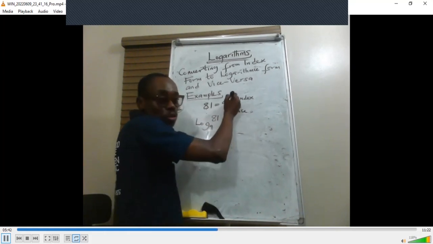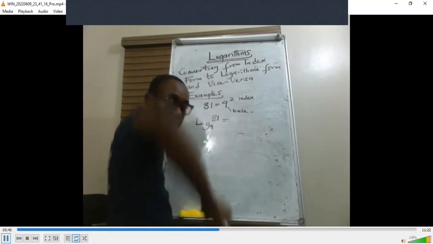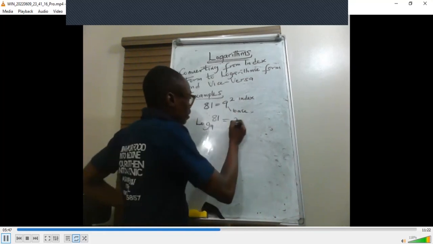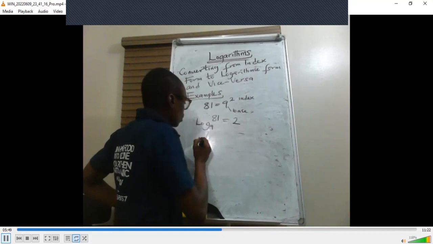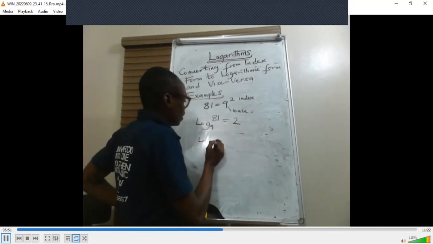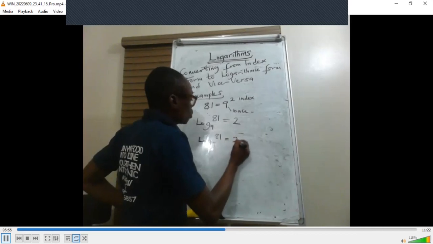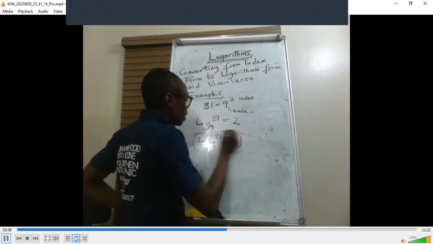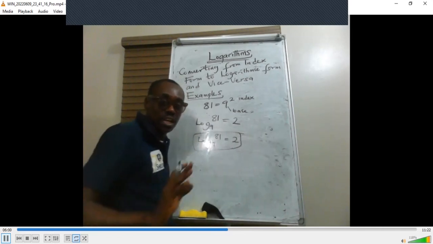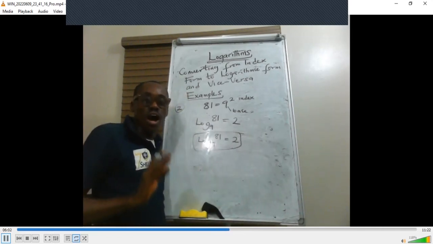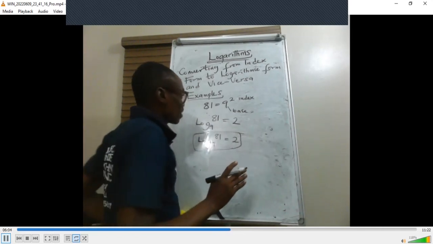So 2, which is index, will just drop down and stand on its own. So we have log 81 to base 9 equals to 2. Is it clear? So I will take one more example.